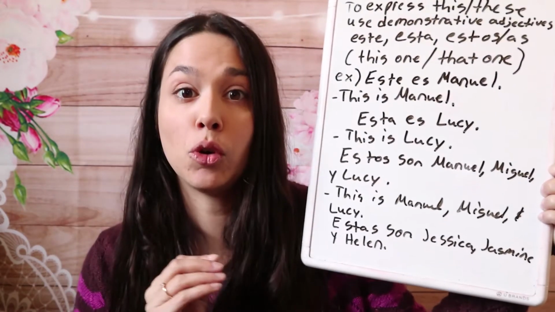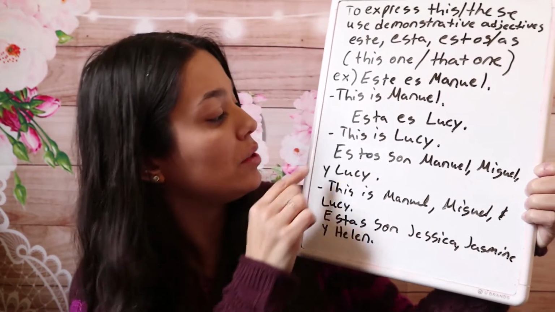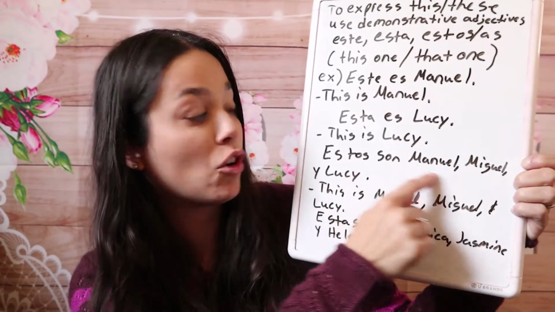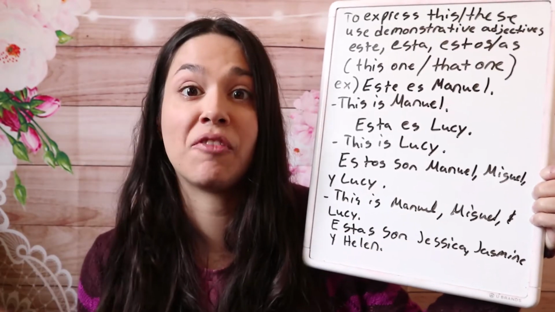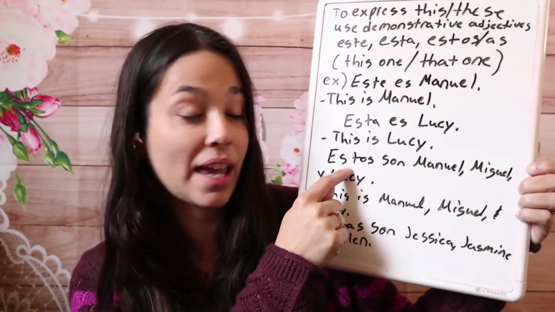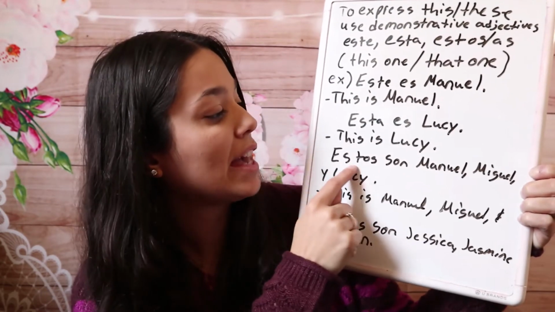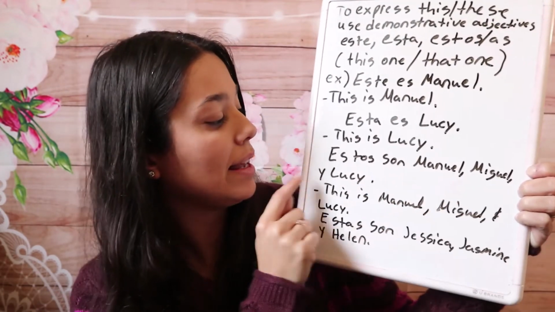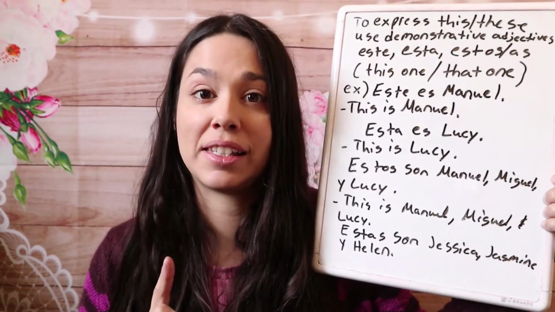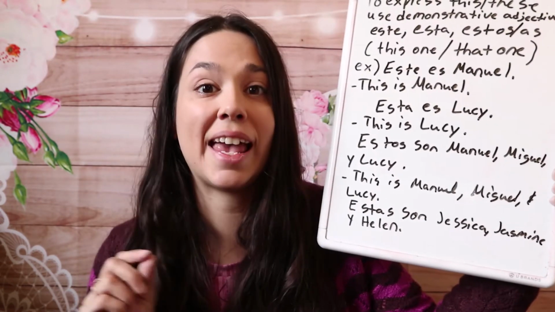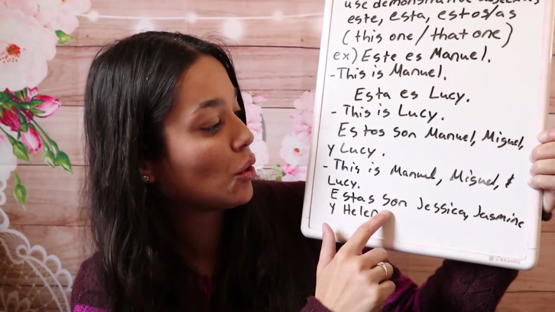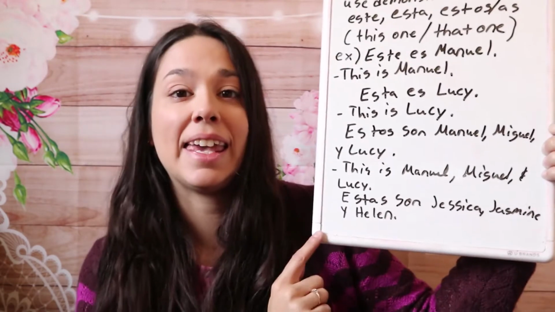Now, if there's a group that you're introducing, you would use estos if they're all male, or if there's some females in the group, you would still say estos. For example, estos son Manuel, Miguel, y Lucy. Or if everyone is a female in the group, then you would use estas. Estas son Jessica, Jasmine, y Helen.